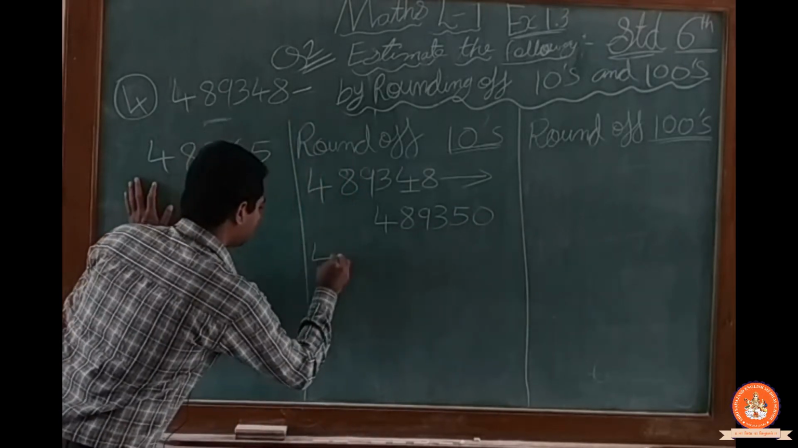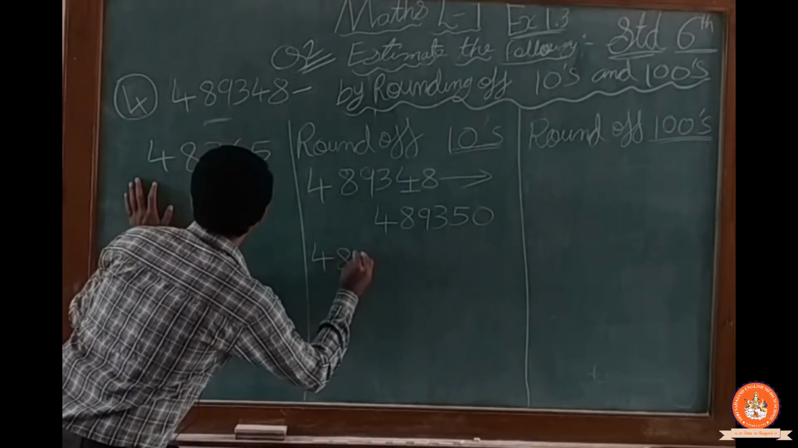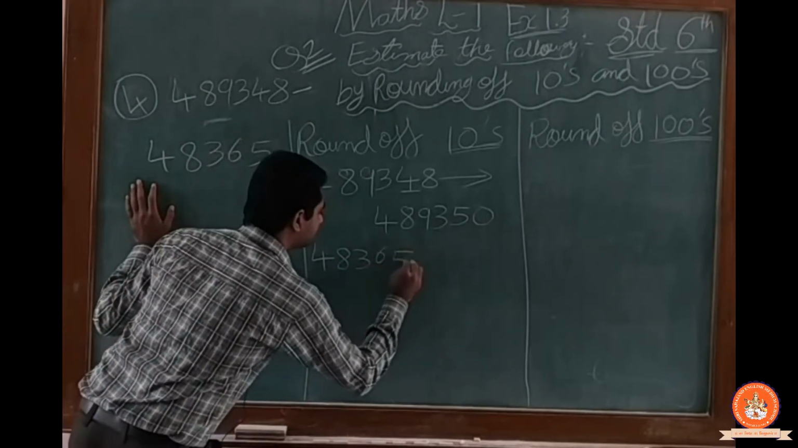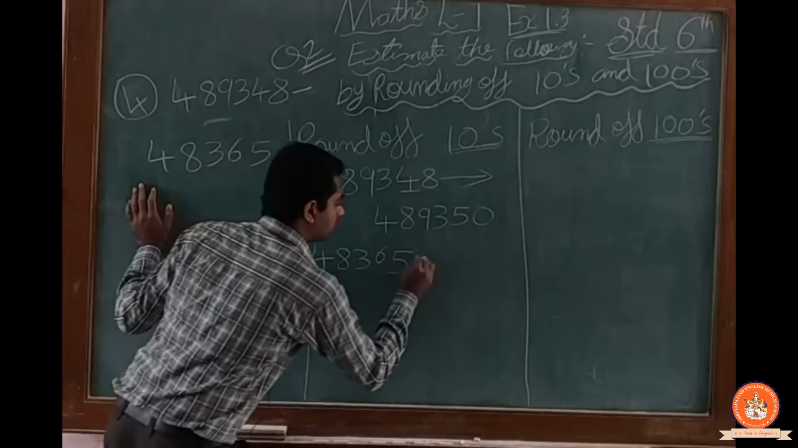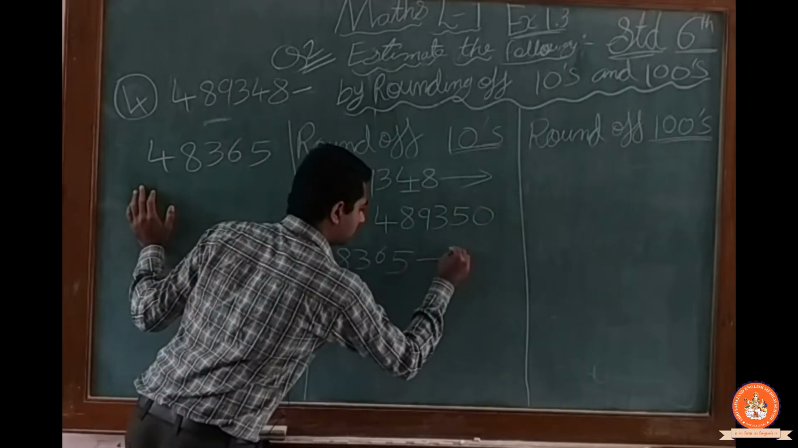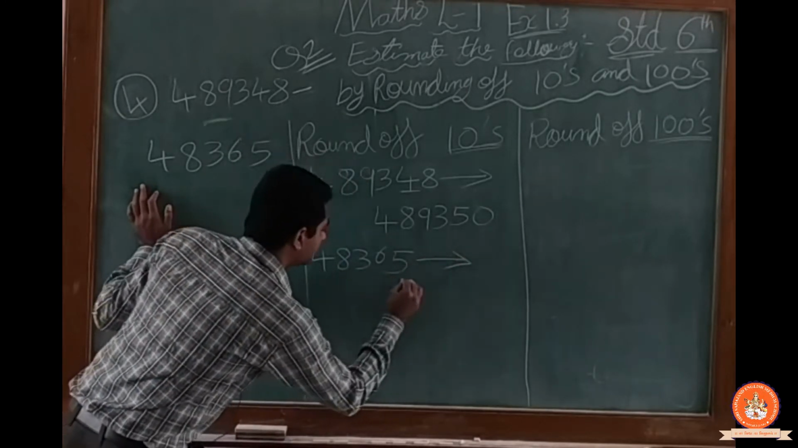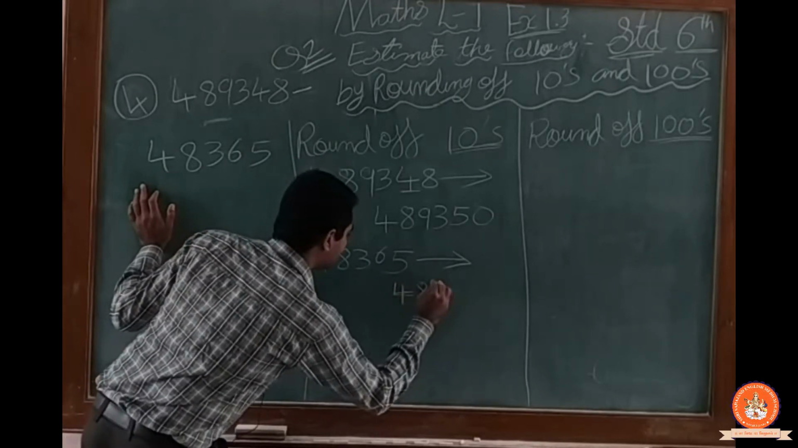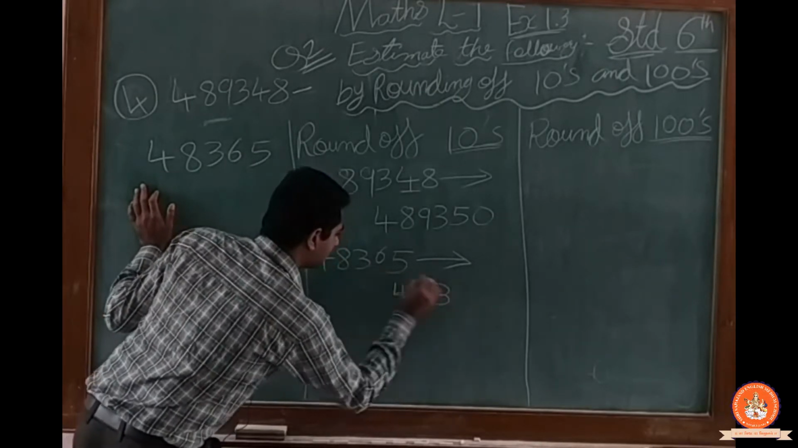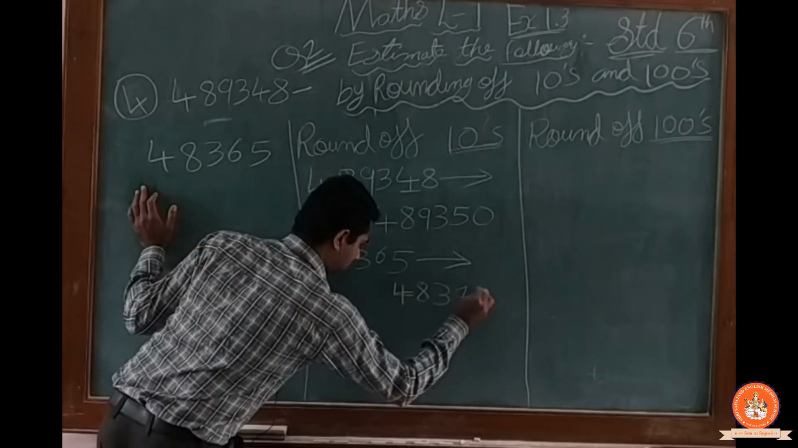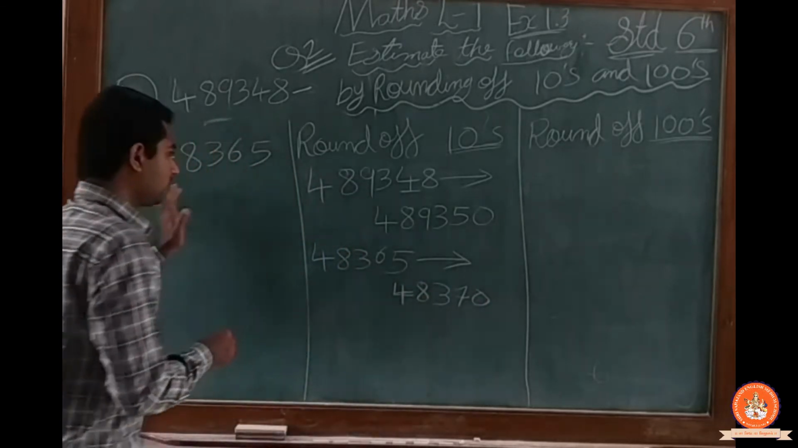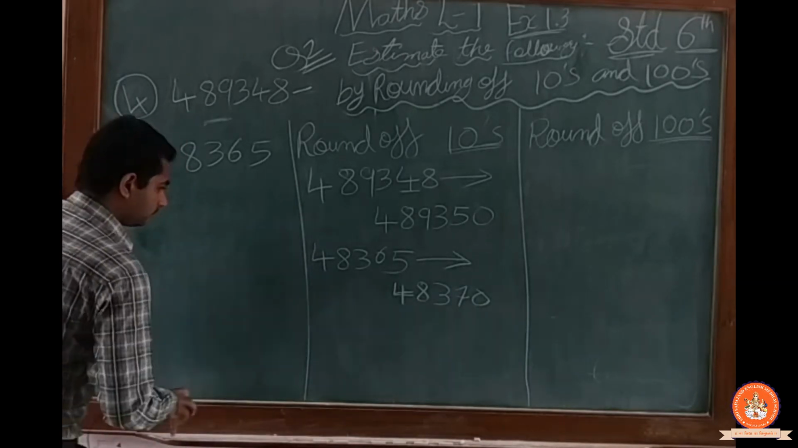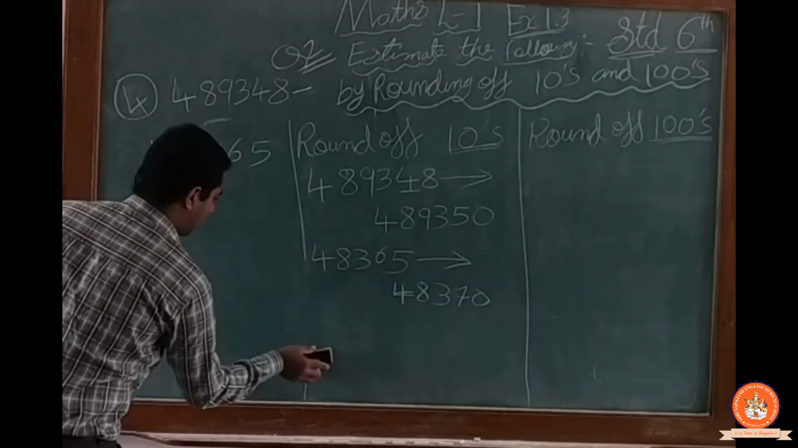Another term, 4, 8, 3, 6, 5. Rounding off this number, it becomes 4, 8, 3, 7, 0. Okay. So this we get after the round off. Now we have to subtract this number.